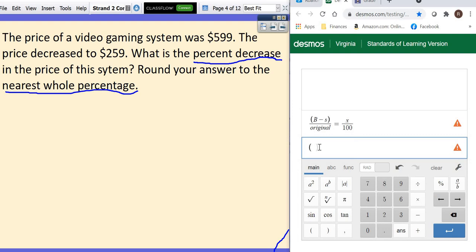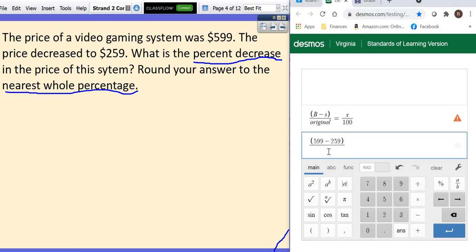So obviously, the biggest number is 599. The smallest number is 259. And I have that ready to go. And I divide by the original. What came first? Well, when you look, the $599 was the original price, so that came first. Then equals x divided by 100.